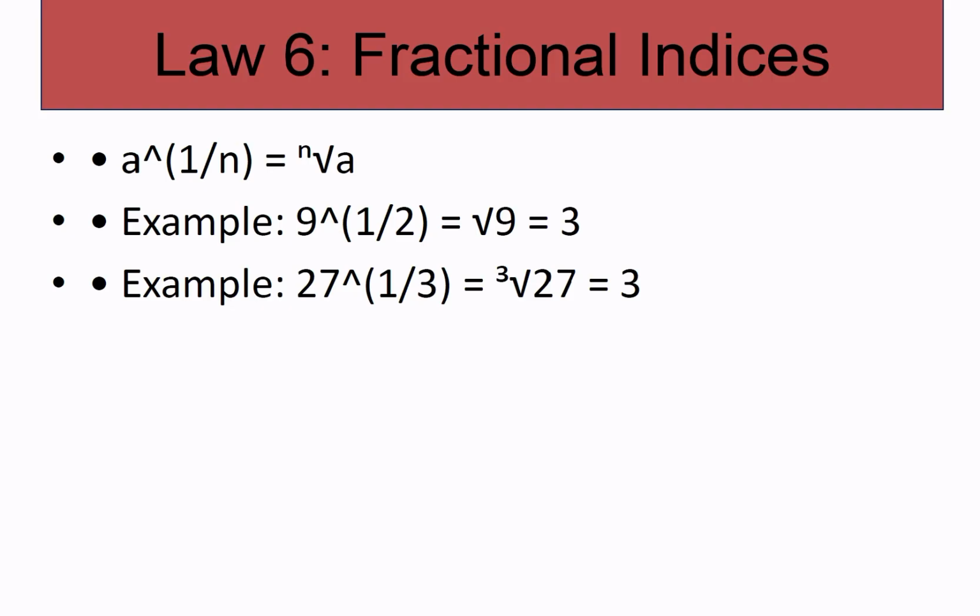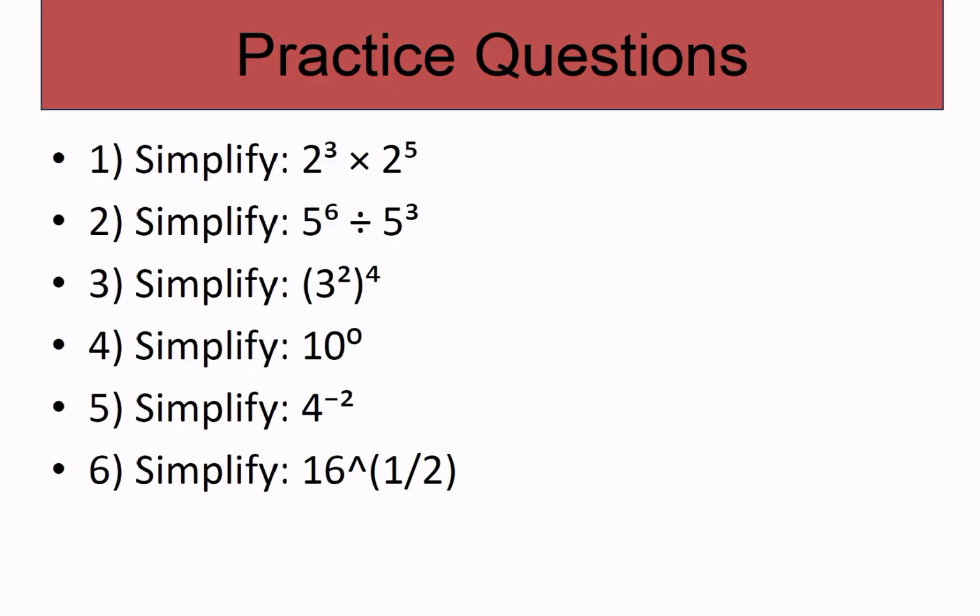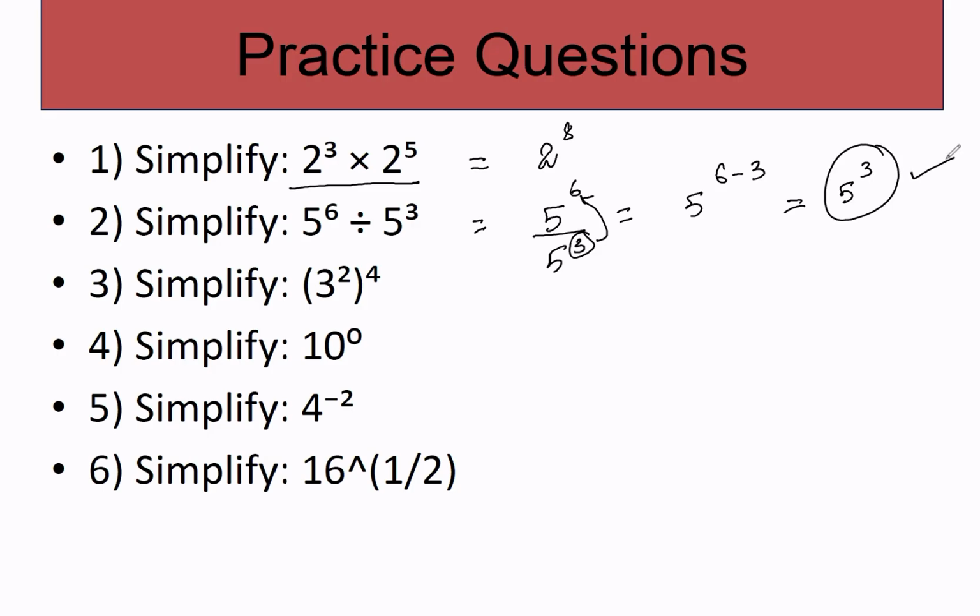Next, some practice questions. 2 cubed times 2 to the power 5 gives you 2 power 8. 5 power 6 minus 5 power 3 means 5 power 6 divided by 5 cubed. You are sending this 3 on top, so it will change the sign. 6 minus 3 is 3. Now you have to multiply it together. 2 power 4, 2 times 4 is 8, 3 power 8.